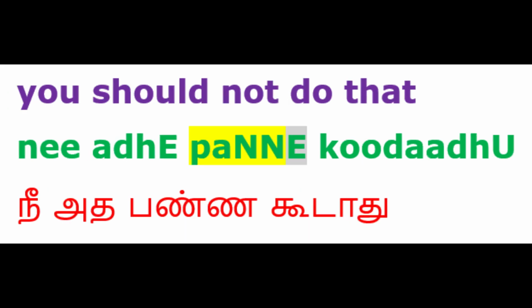The next phrase is: you shouldn't do that. நீ அதை பண்ணக்கூடாது. You shouldn't do that. நீ, you; அதை, that; பண்ணக்கூடாது, you shouldn't do. So again, an infinitive form comes into use. பண்ணக்கூடாது. You shouldn't do.